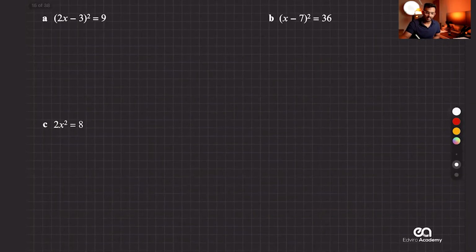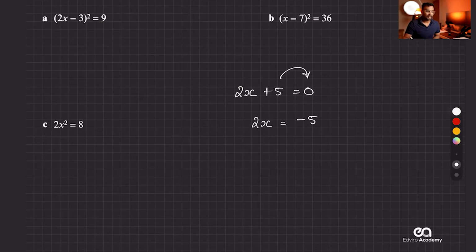So let's just say if you had 2x plus 5 equal to 0, how would you make x the subject, guys? I want to make x alone. I would move that 5 to the other side. Would you agree? So we have 2x equal to negative 5. And then you would divide by a 2. So x equals minus 5 by 2.